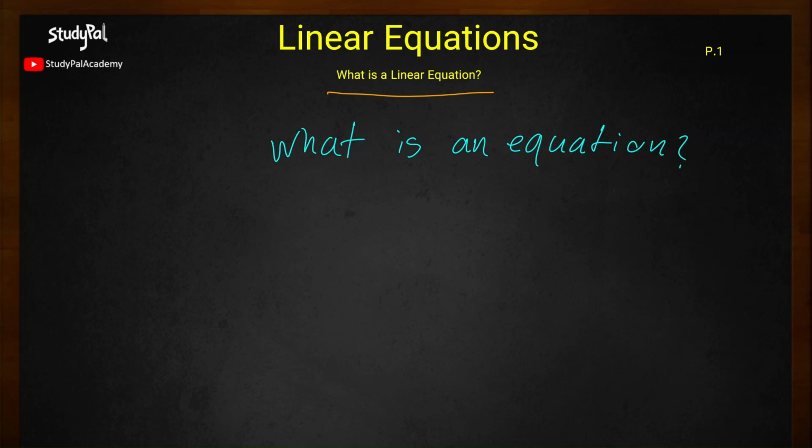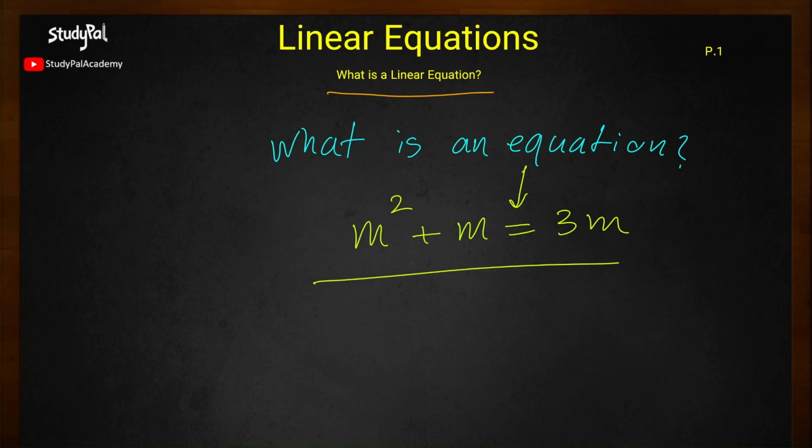So, for example, we can use another letter from the alphabet. For example, m squared plus m equals 3m. This is another equation. You need to find m so that the equal sign holds. The left-hand side equals the right-hand side. It is not always true for all m's. m is a variable here. But this is not a linear equation.